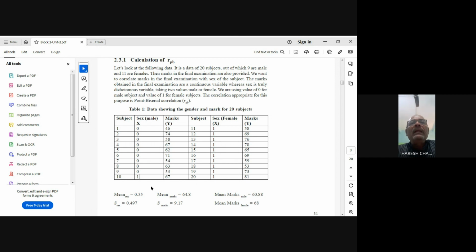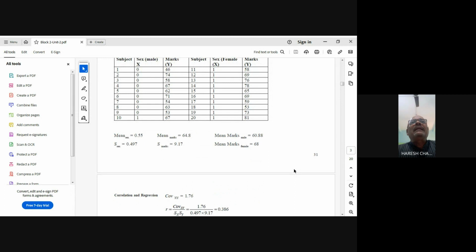There is no problem. That means this is a girl who has secured 67. If the number is different, you have to place the table like this. See it as an example.